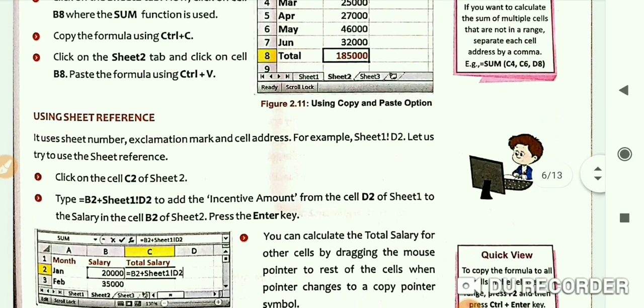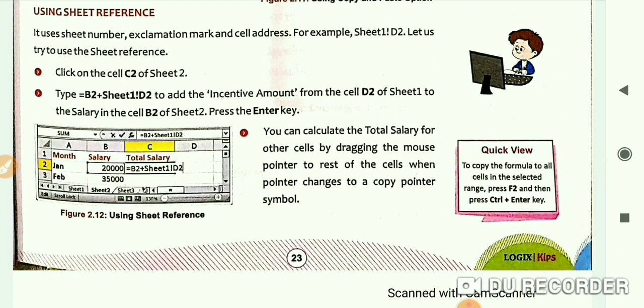And the second way is using sheet reference. It uses the sheet name, exclamation mark and cell address. For example, Sheet1!D2. For this, click on cell C2 of Sheet 2, type equal to B2 plus Sheet1!D2 to add the incentive amount from cell D2 of Sheet 1 to cell B2 of Sheet 2, and press the Enter key. You can calculate the total for other cells by dragging the mouse pointer to the rest of the cells when the pointer changes to a copy pointer symbol.